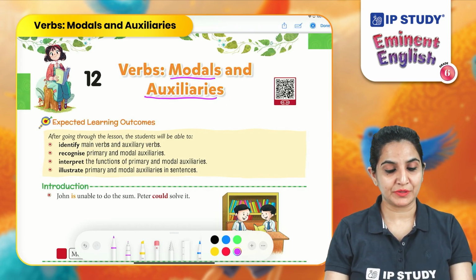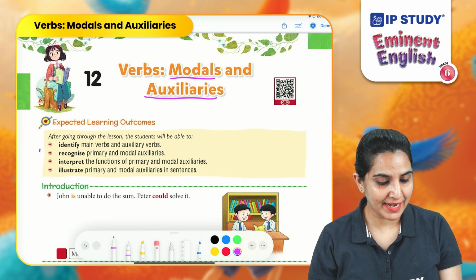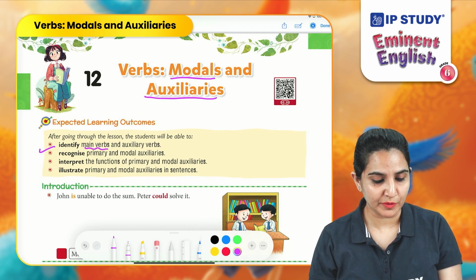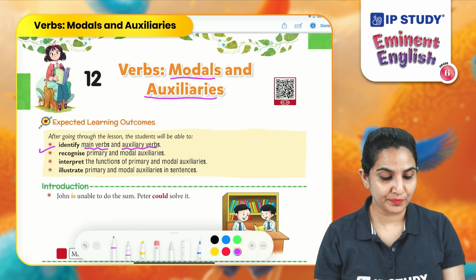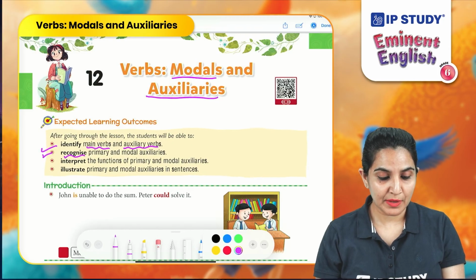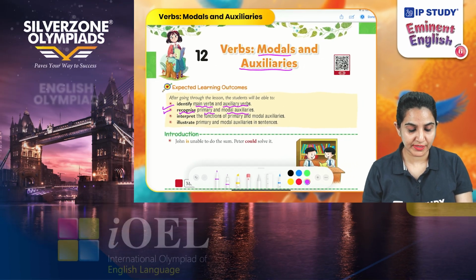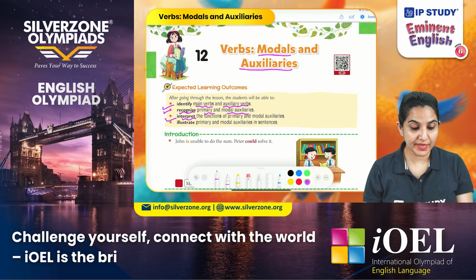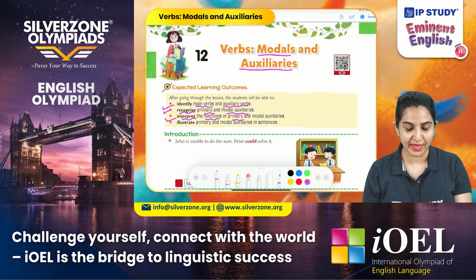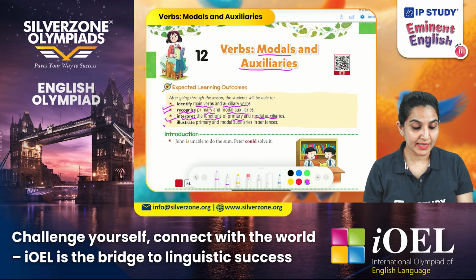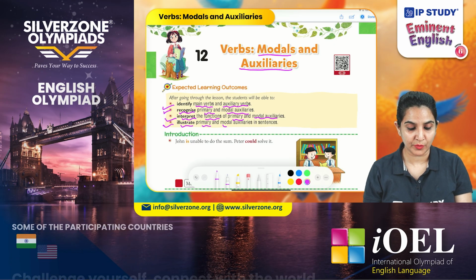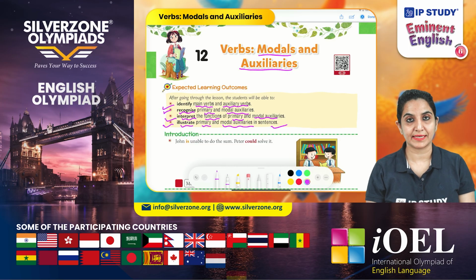In this chapter, we will understand and identify main verbs and auxiliary verbs. Recognize primary and modal auxiliaries. Interpret the functions of primary and modal auxiliaries. Illustrate primary and modal auxiliaries in sentences.